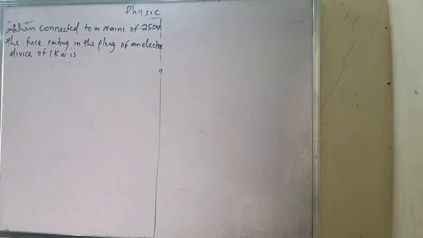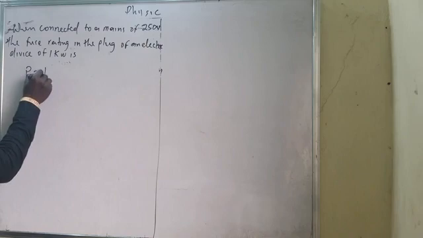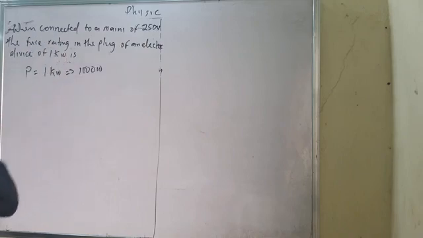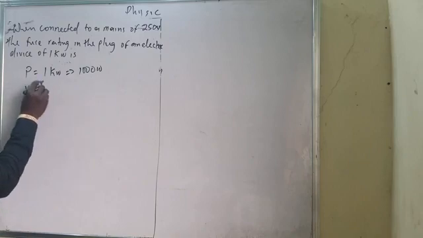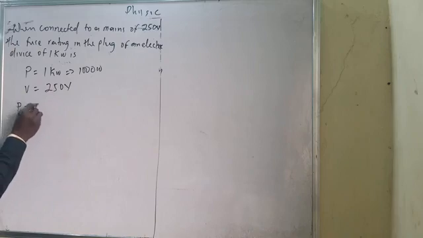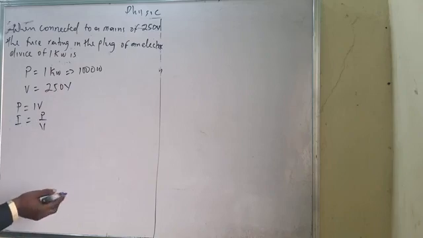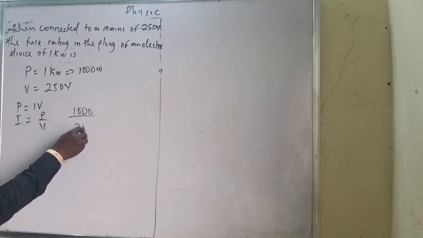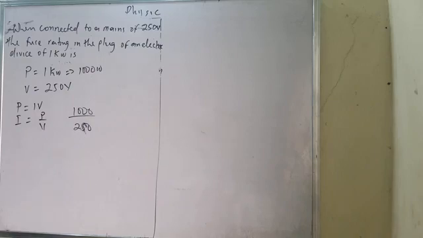Now, what I do here is that my P equals 1 kilowatt, which is 1000 watts. Now, my V is equal to 250 volts. Now, my P equals IV, so my I equals P all over V. I'll be having 1000 divided by 250. And whatever you have, that is your answer.